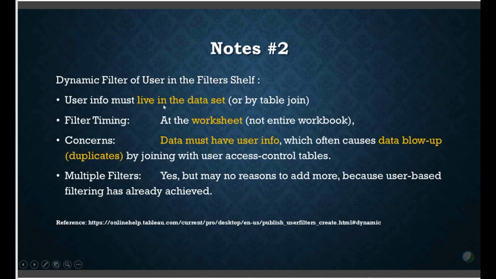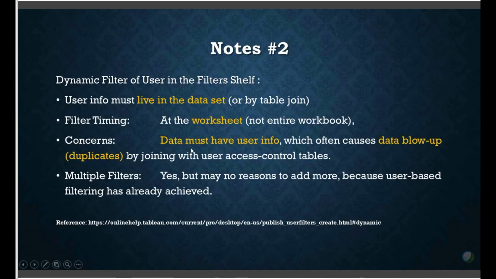User information must live in a data set or by table join. So the data set needs to contain a user's ID. Otherwise, you cannot create a calculated field to filter the data. And the filter timing is at a worksheet. So it means if you have multiple worksheets, then you have to do this process for each worksheet.